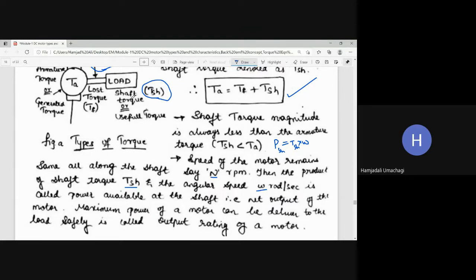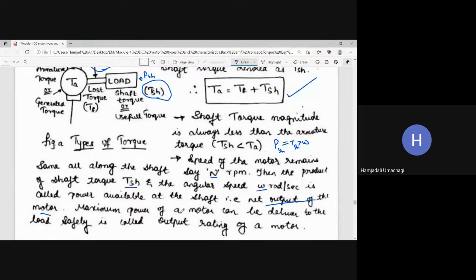Net output means here you will be getting PSH, because at the output side only we are connecting the load. So the power available at the load is PSH. This PSH is because of what? The product of TSH into omega. And that is nothing but the net output of the motor.